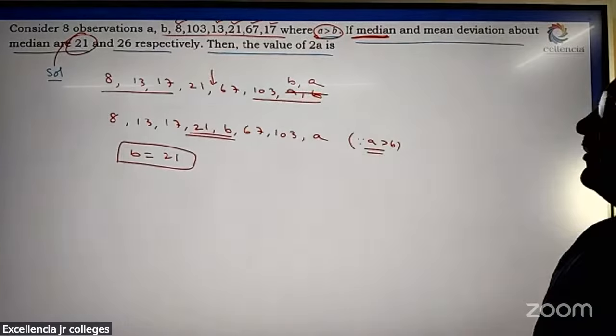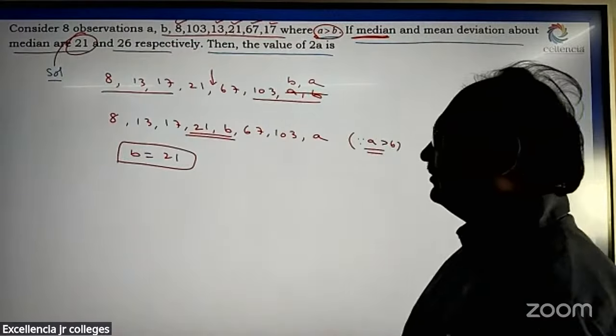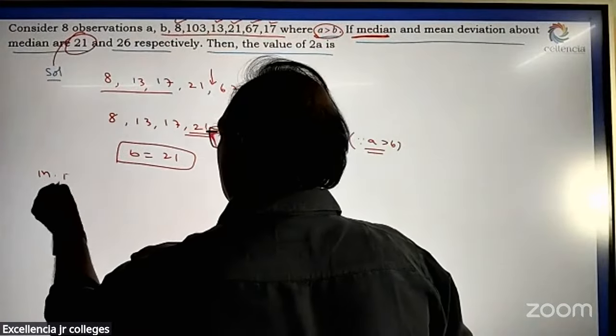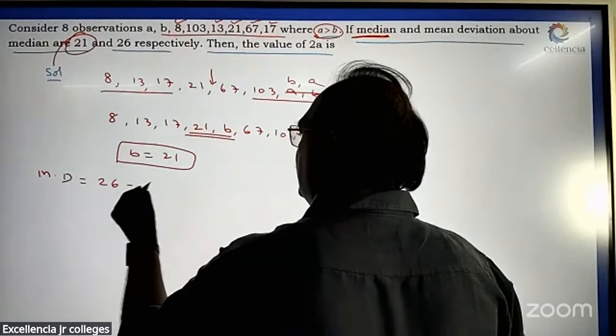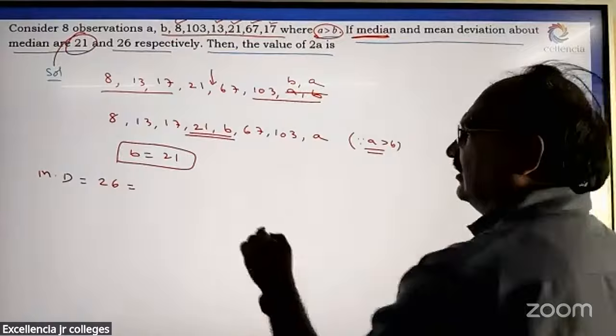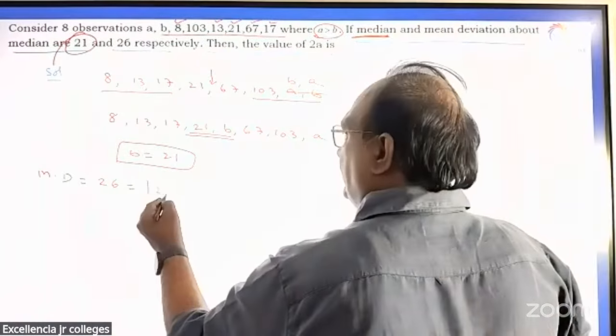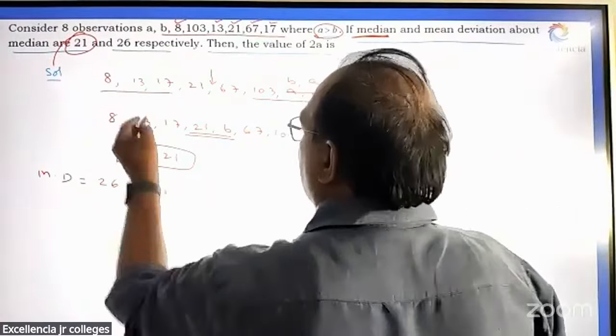B is equal to 21. But he is asking what is 2A. So mean deviation is given. What is mean deviation? Mean deviation is given 26. This is equal. 26 is equal to modulus of 21, mean deviation, that is 26.